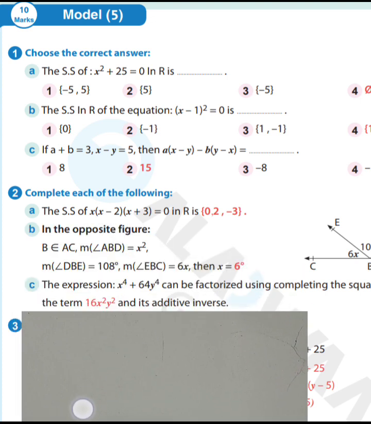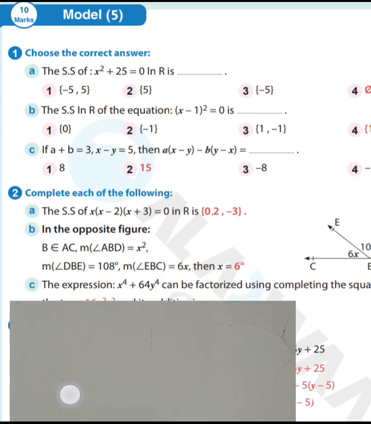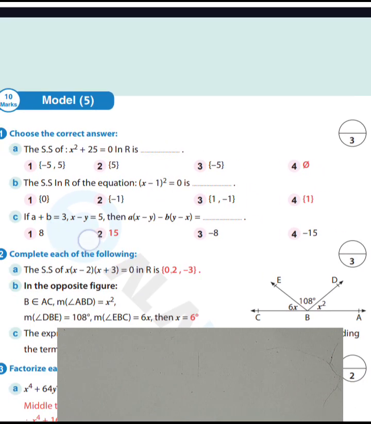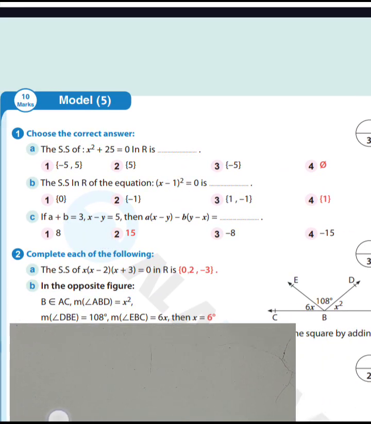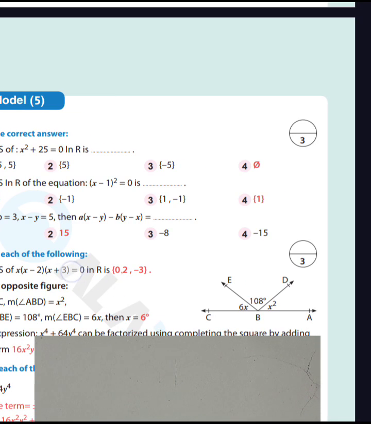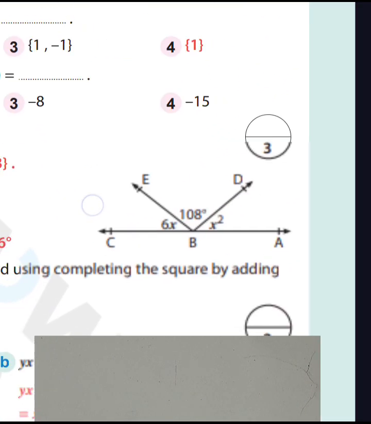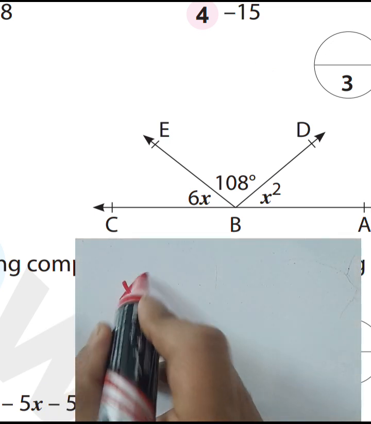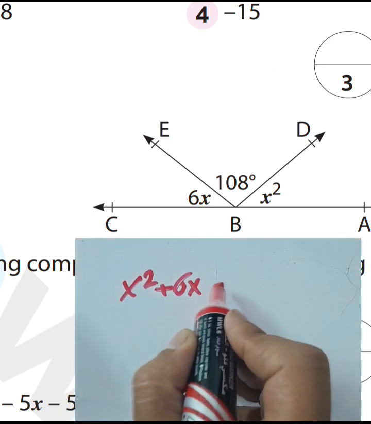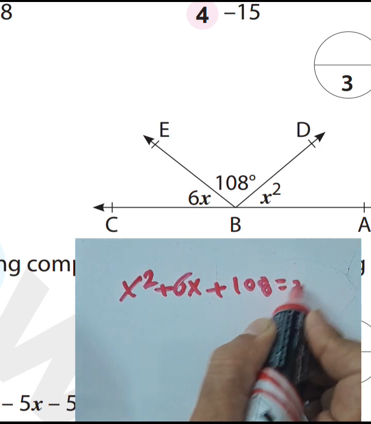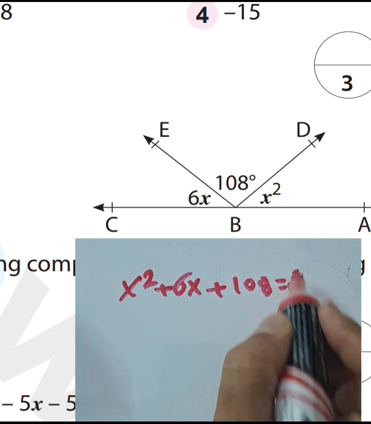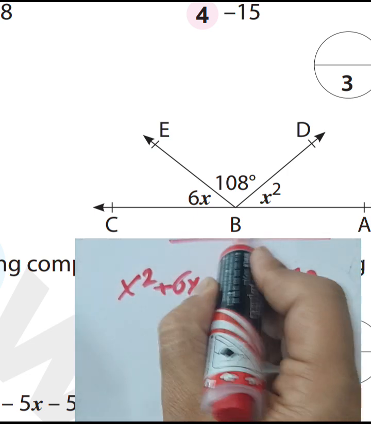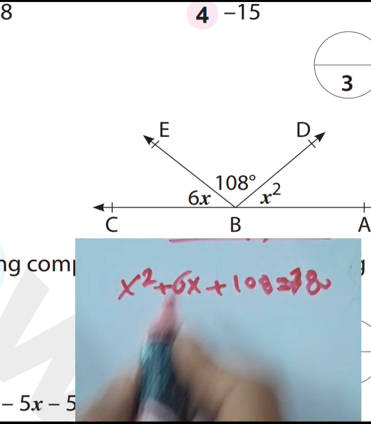In the opposite figure, we have three angles, and the sum of them equals 180. We want to find the value of x. We can write x power 2 plus 6x plus 108 equals 180. The sum of the three angles here equals 180.